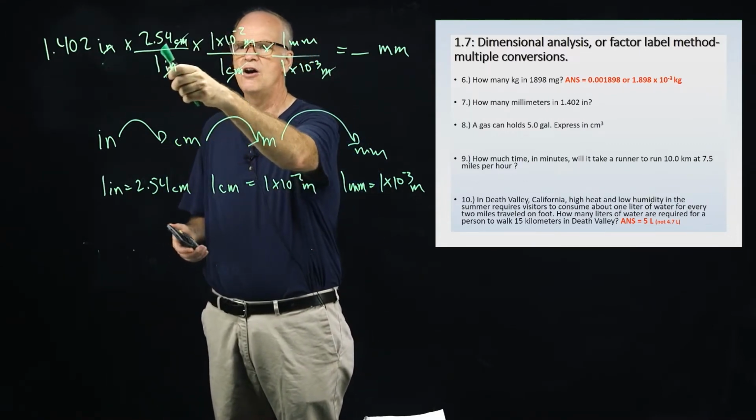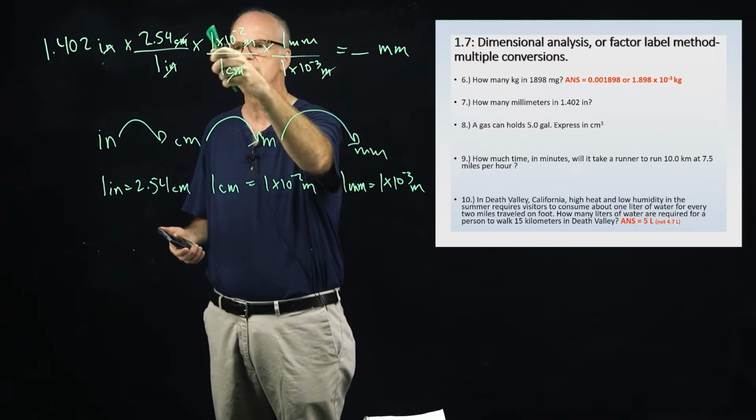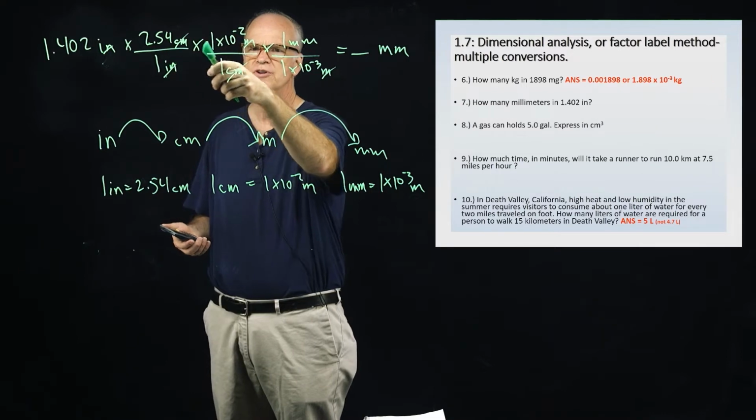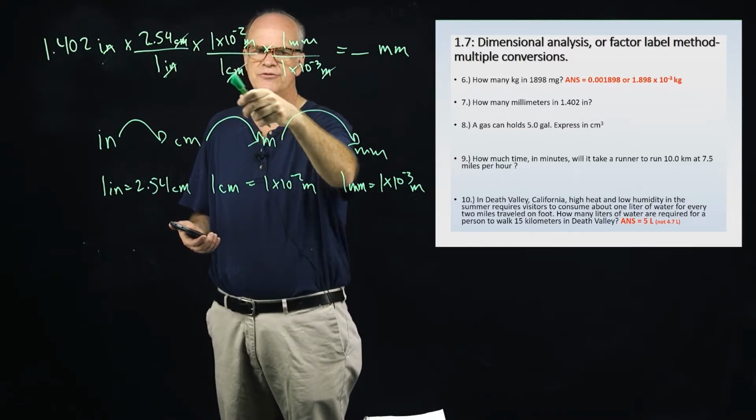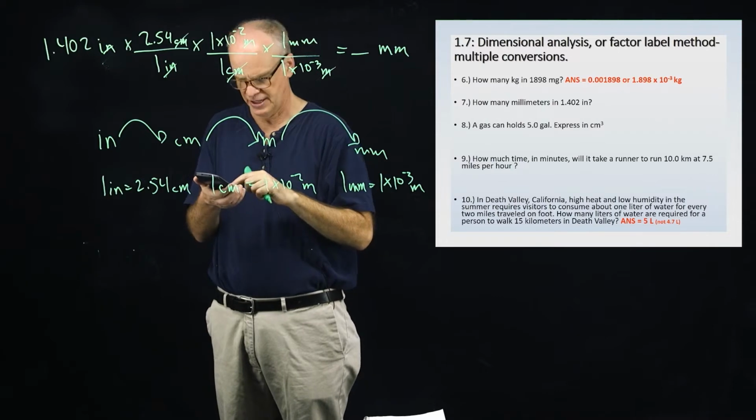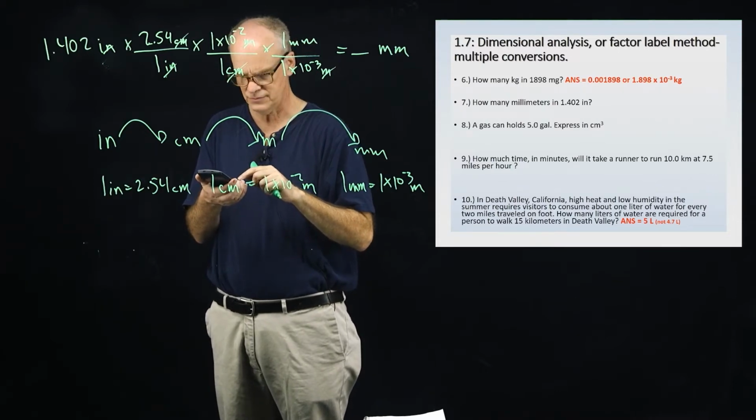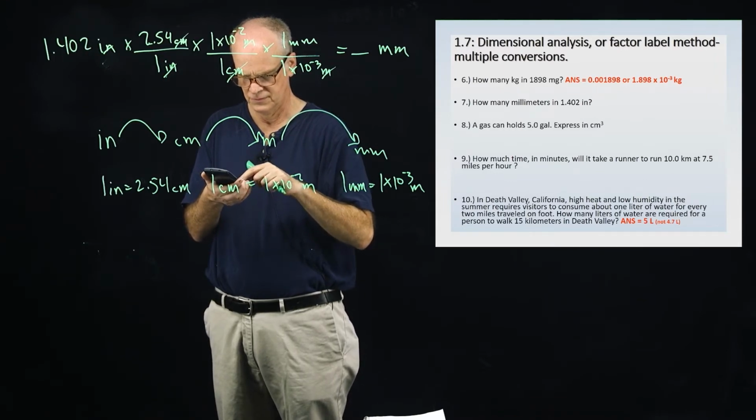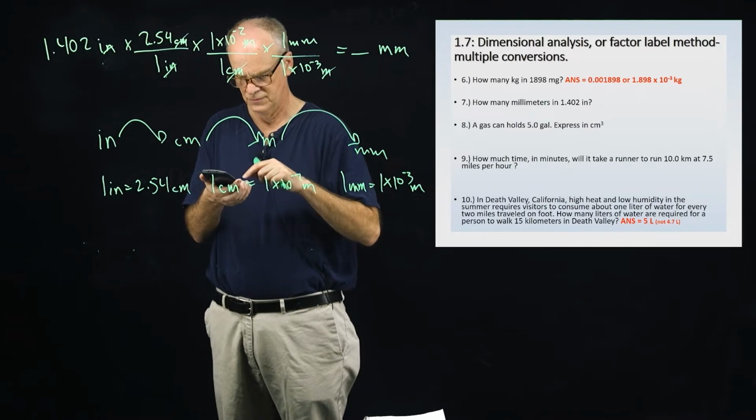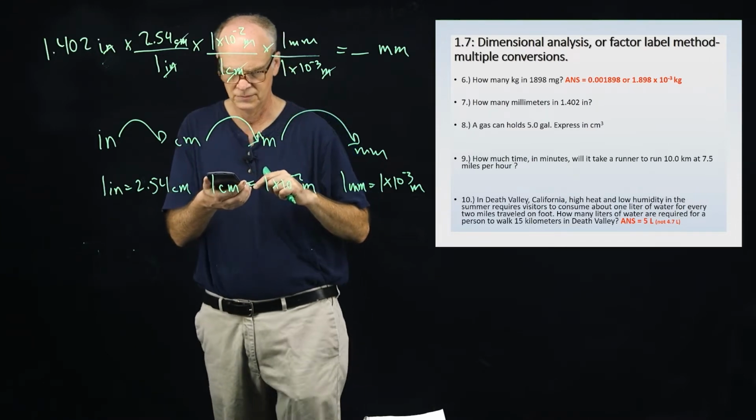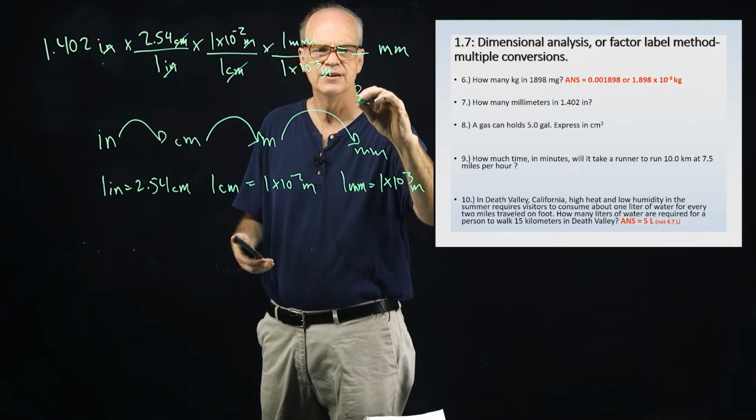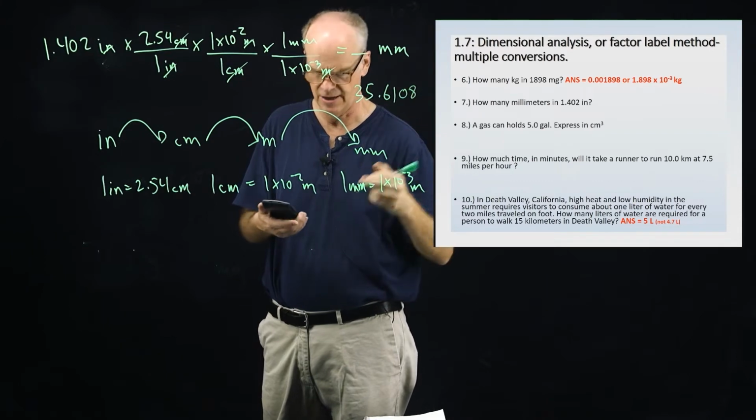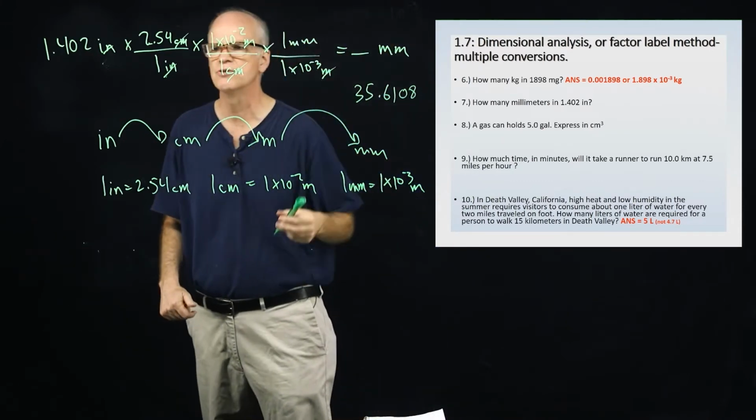Okay, so let's go ahead and see what the number is. So again, I want to multiply all the numbers in the numerators, and then when I go down to the denominators, I start dividing. So it'll be 1.402 times 2.54 times 1 times 10 to the negative 2 divided by 1 times 10 to the negative 3. Let's see what I get. Okay, so the number I get is 35.6108 on my calculator.